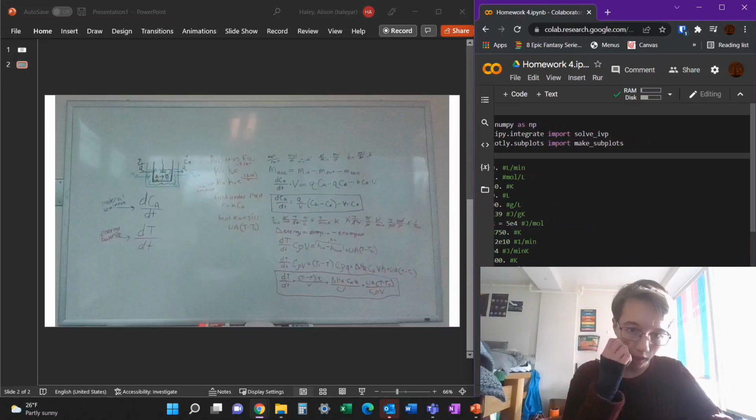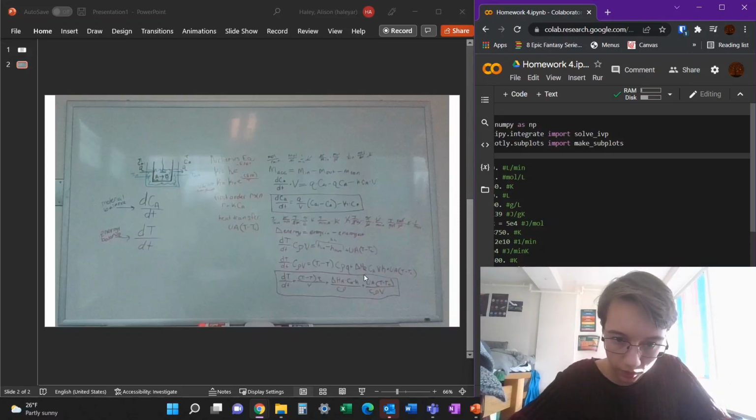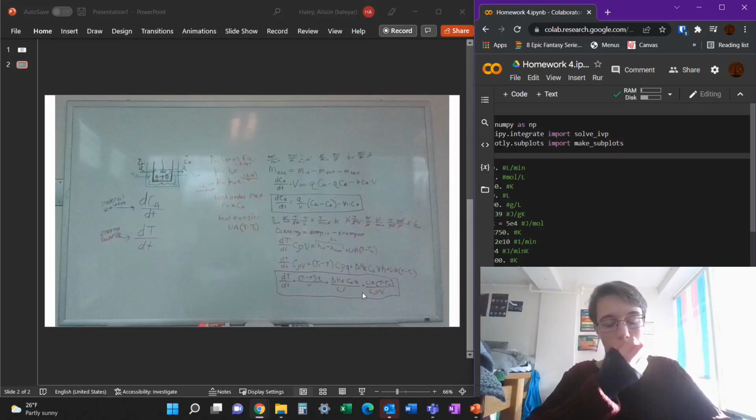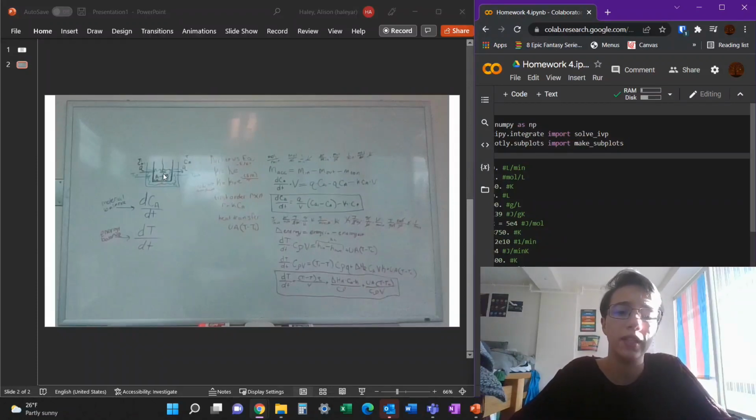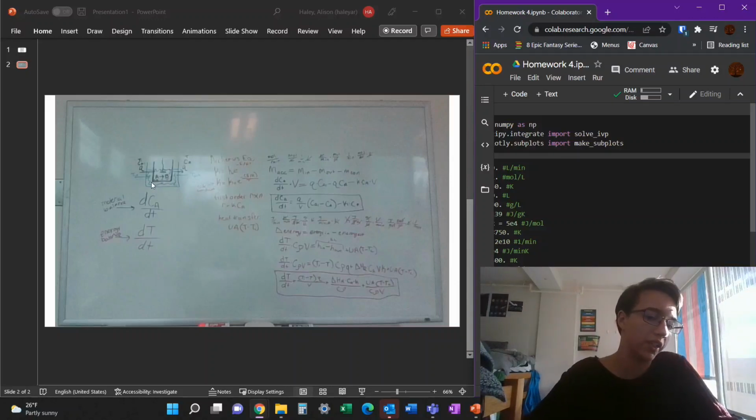Move that over so you can see it. And then, I just realized that should be a minus sign right there, not a plus sign, because if you think about it, the UA is the heat transfer from the inside of the tank to the coolant, and heat is going to be lost because this is an exothermic reaction and the coolant is cooling it down.